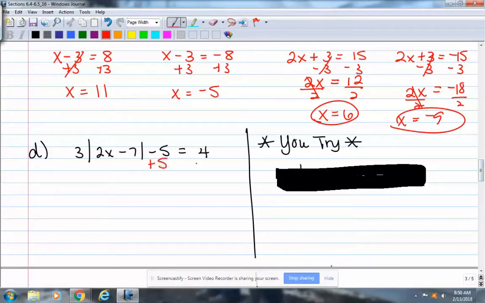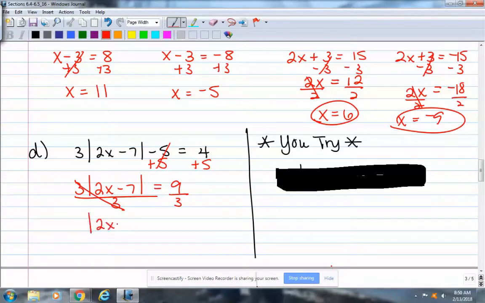Add 5. So then I have 3 times the absolute value of 2x minus 7 equals 9. Now what do you think we could do? Not subtract 3. It's 3 times it, so we can divide both sides by 3. So absolute value of 2x minus 7 equals, what is 9 divided by 3? 3.